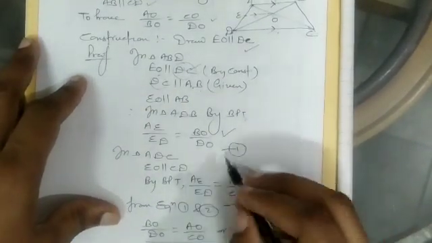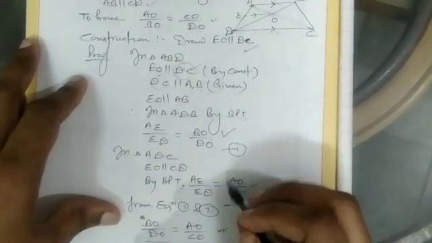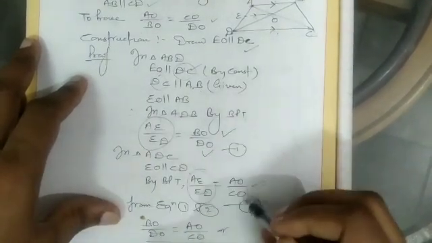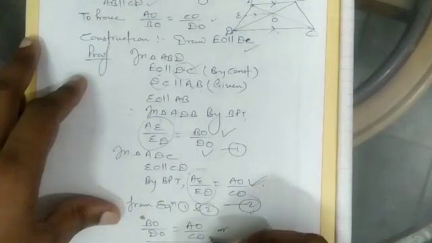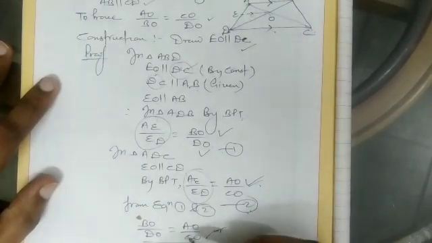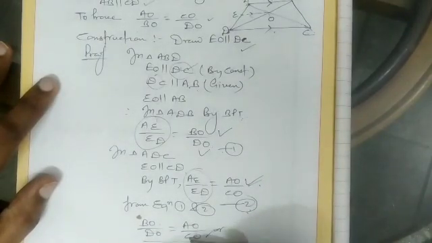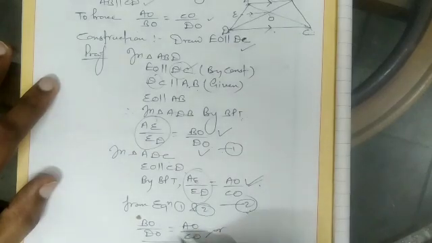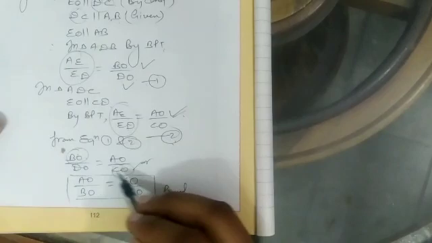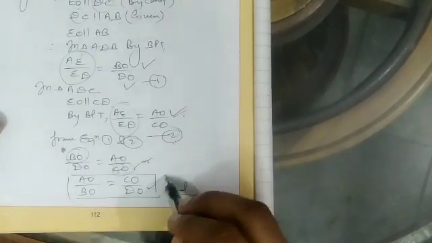Now let this equation be 2 and this equation be 1. From equation 1 and 2, you can see AE upon ED is common in both. So these will also be equal: BO upon DO equal to AO upon CO. Now do the cross multiplication, or shift the terms. How? BO you send here and CO you send here. You can write AO upon BO equal to CO upon DO, like this. And this is your answer. Question number 10, I am doing in the next video.